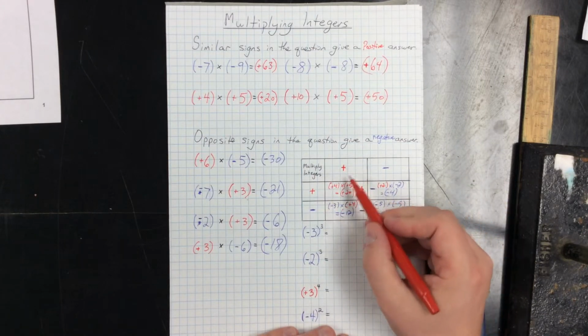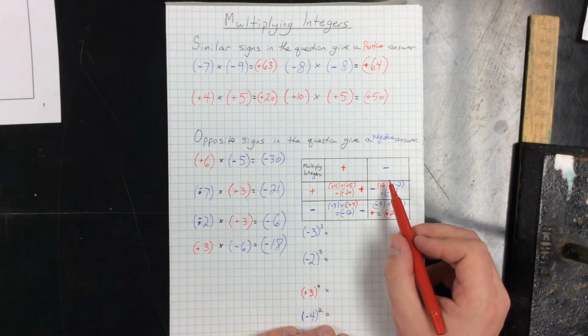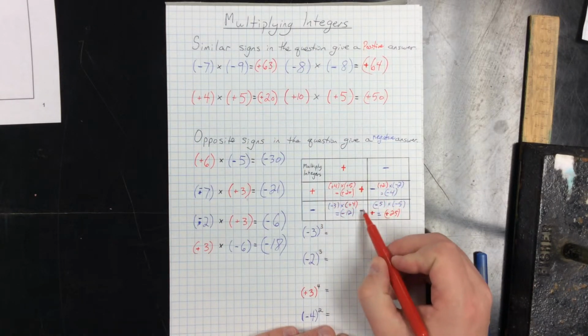So if the signs in the question are the same, we have positive. Negative, negative gives us positive. If there's a mixture, a positive and negative, we get a negative answer, or a negative and a positive, we get a negative answer.